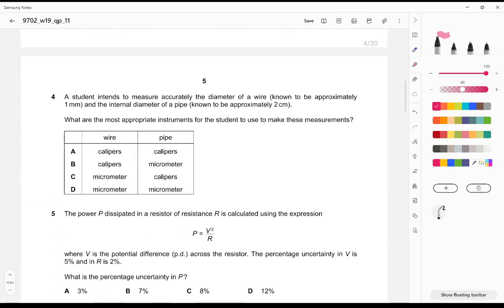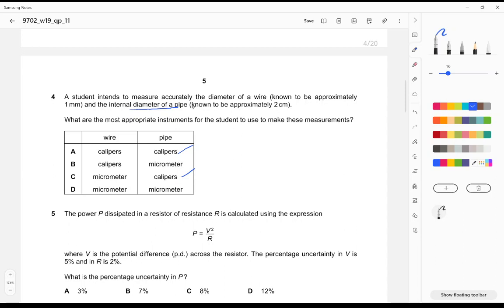Okay, the student intends to measure accurately the diameter of the wire known to be approximately 1 millimeter and the internal diameter of a pipe known to be approximately 2 centimeters. So the most important point is that it is supposed to measure the internal diameter, so we have to use calipers for our pipe. That is the only way. So calipers for the pipe. And the student intends to measure accurately.